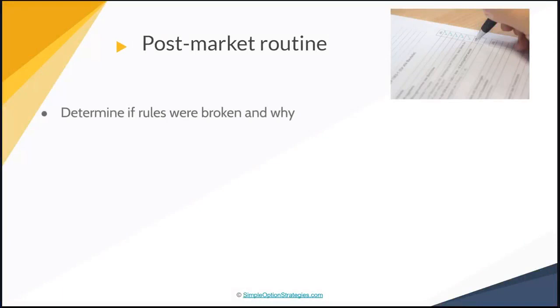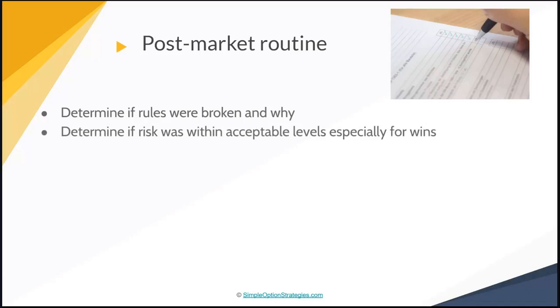Post-market routine: determine if rules were broken and why. Determine if risk reward was within acceptable levels, especially for wins. And I say this for wins because a lot of times you can make a mistake and get lucky and win, and I'll tell you what, it causes you to become complacent. And you think you can do it over and over again.